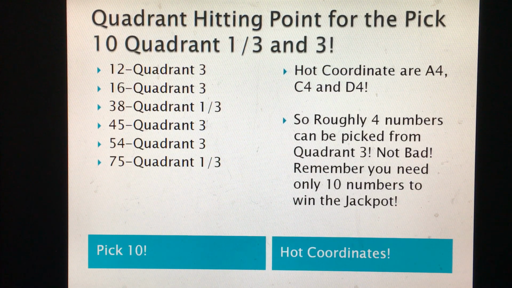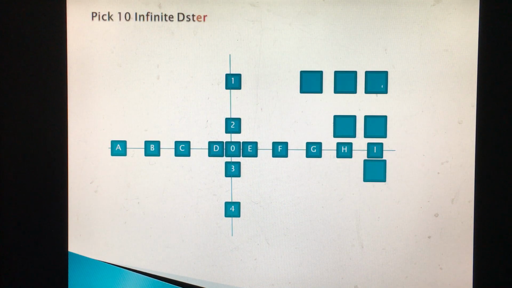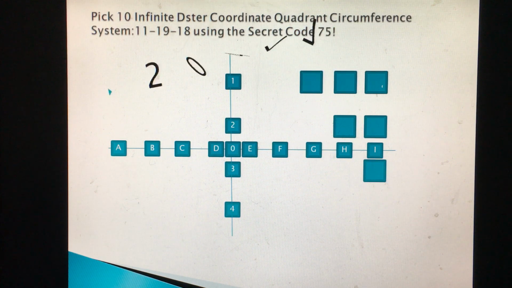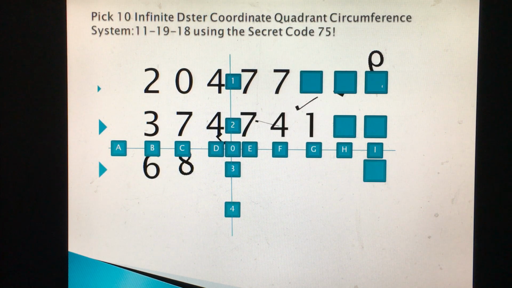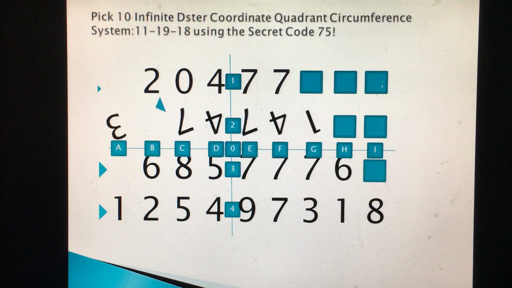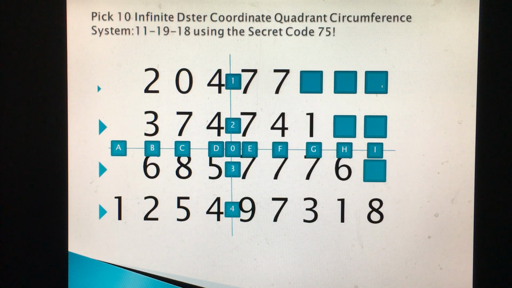You only need 6 more numbers, and there are 14 more numbers, since each draw is 20 numbers. So 20 numbers minus 6 numbers that are used already, you have 14 numbers to pick. How many numbers do you need out of 14? You need 6 more numbers. So that's not bad. Now, Pick 10 infinite Dster quadrant system using another quadrant. Let's say the next number, we're going to use quadrant 4.